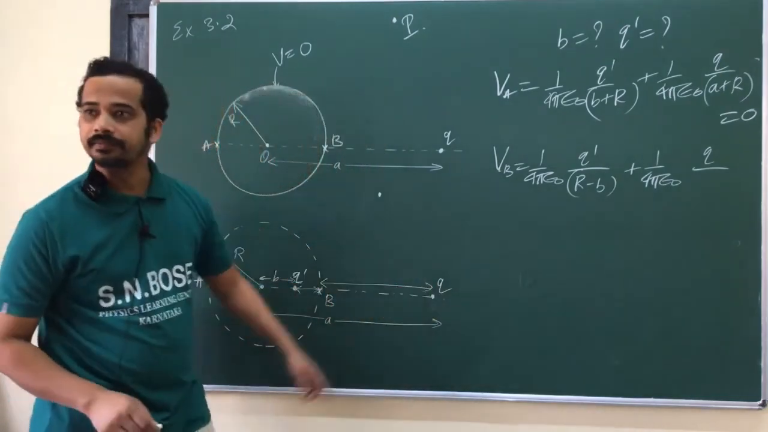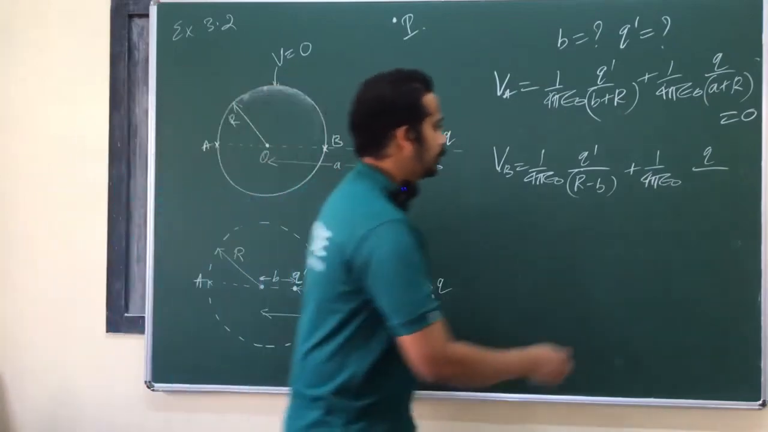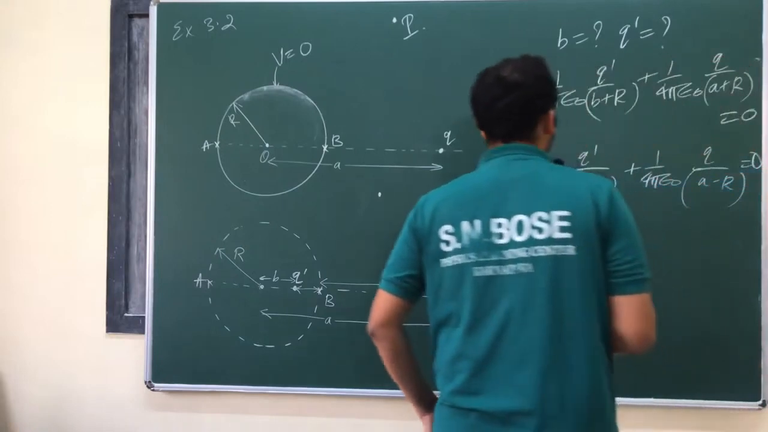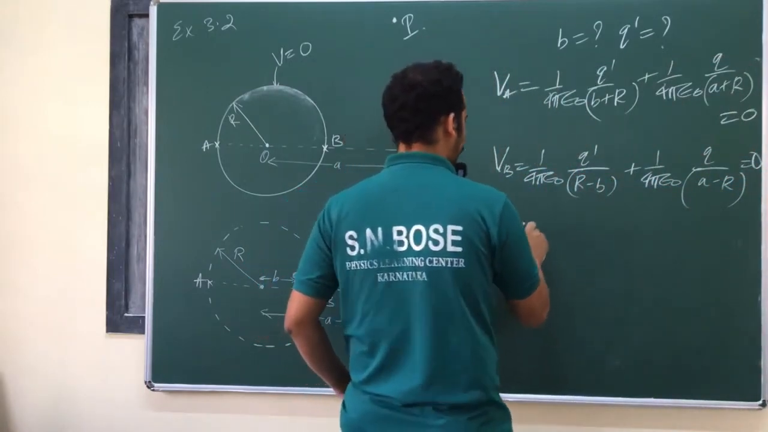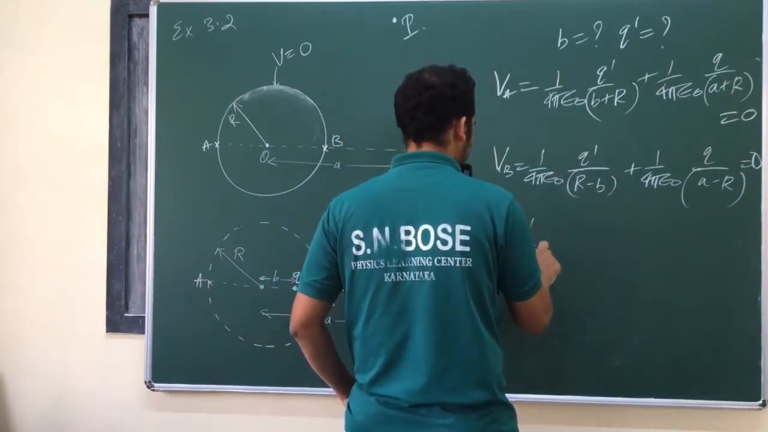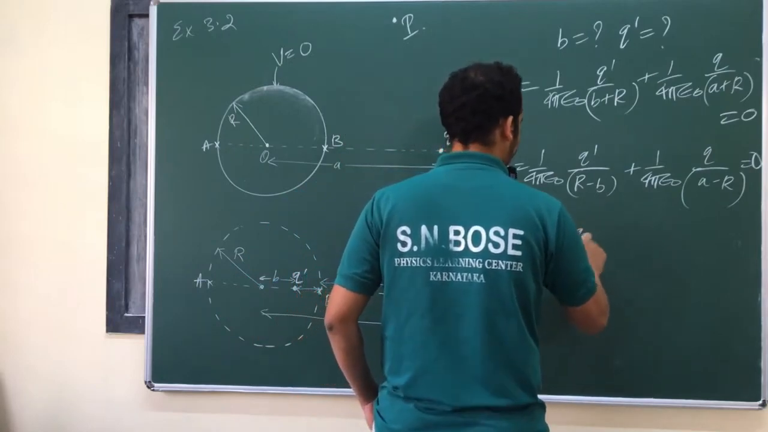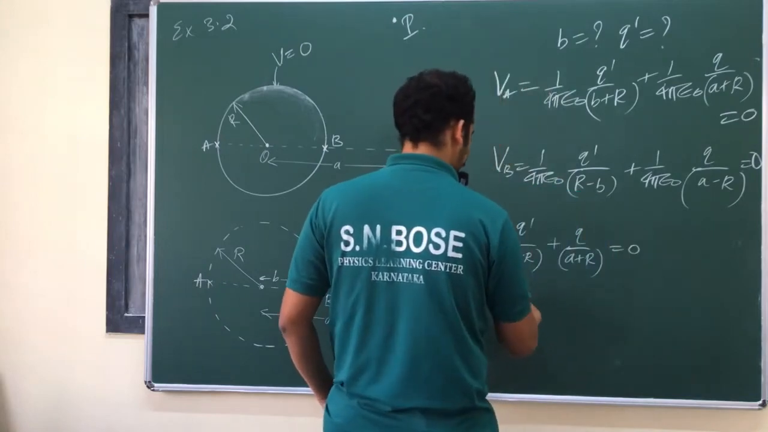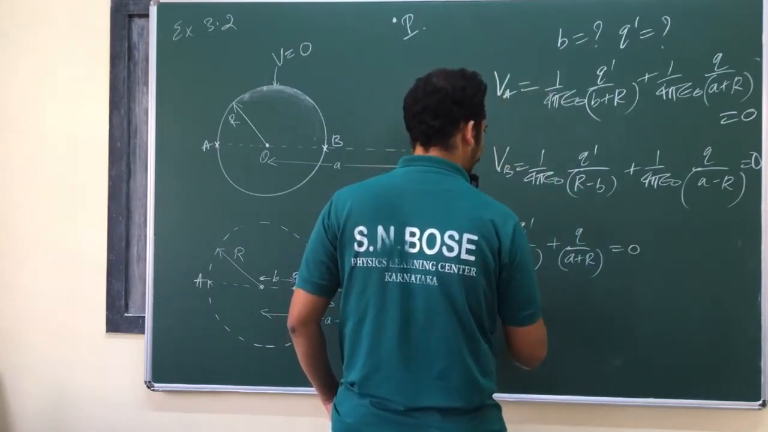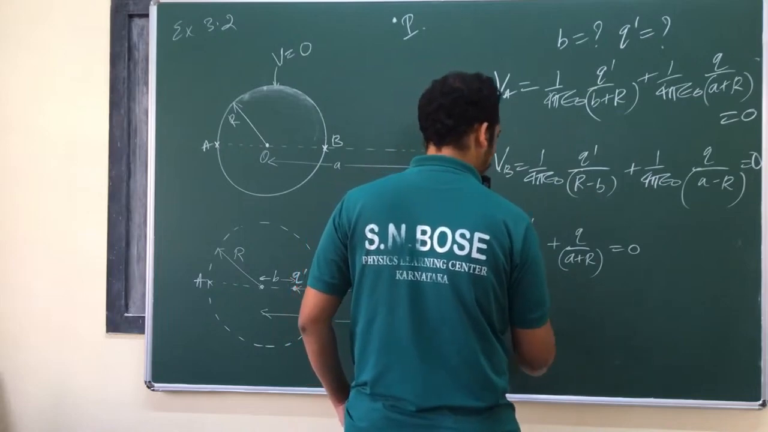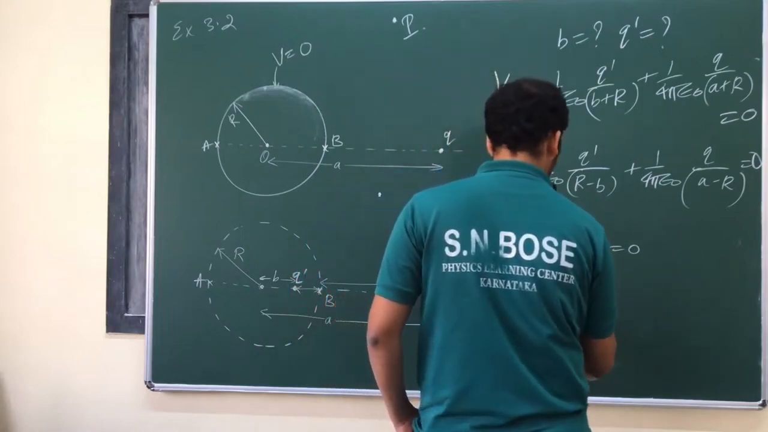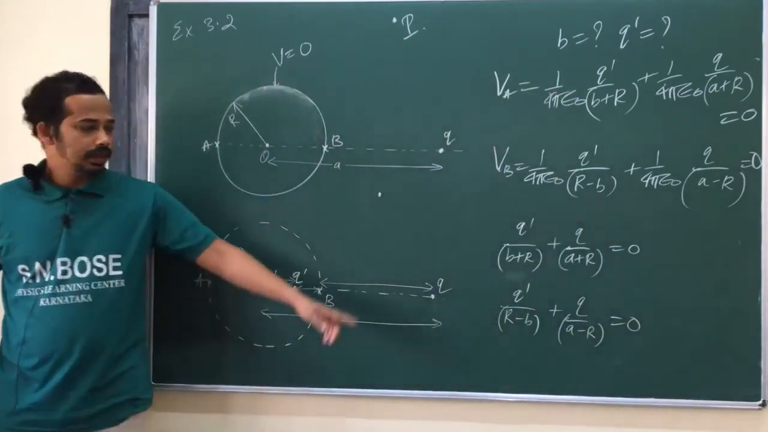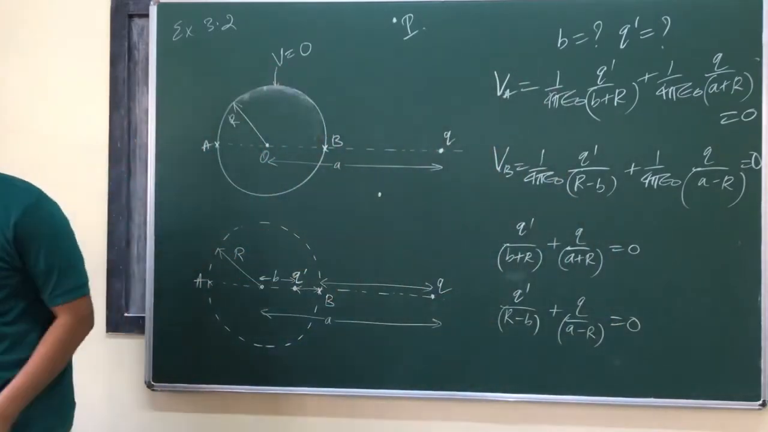Distance of this charge, A minus R. That's also equal to 0. That's why you got these two equations: Q dash divided by B plus R, plus Q divided by A plus R is equal to 0. And Q dash divided by R minus B, plus Q divided by A minus R is equal to 0. Two equations, two unknowns. B and Q prime are unknown.